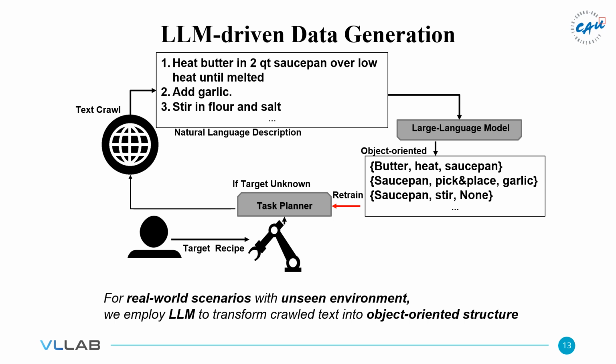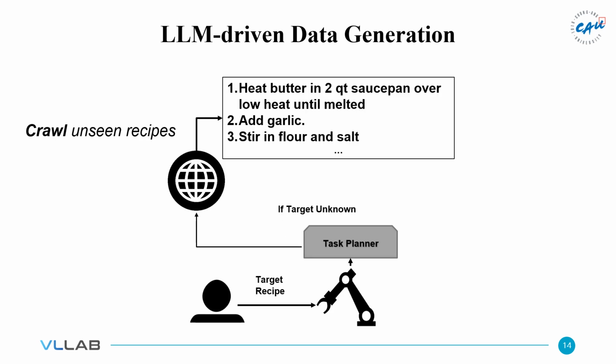And so, we create a framework that crawls the information from the internet and transforms it into an object-oriented structure using LLMs, and retrains the robot with this data for knowledge enhancement. To start with a given target recipe from a user, the robot calculates the uncertainty of the target based on the cosine feature distance by comparing the linguistic feature with the previously trained target recipes. So if the distance is over a certain threshold, we assume the target is unknown.